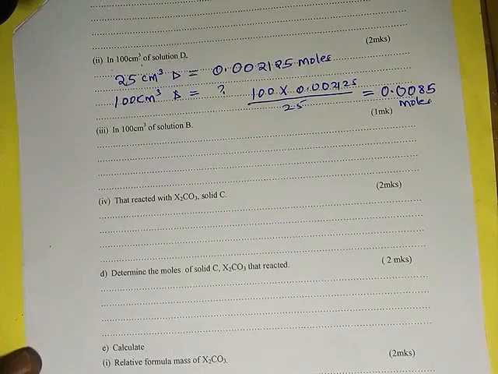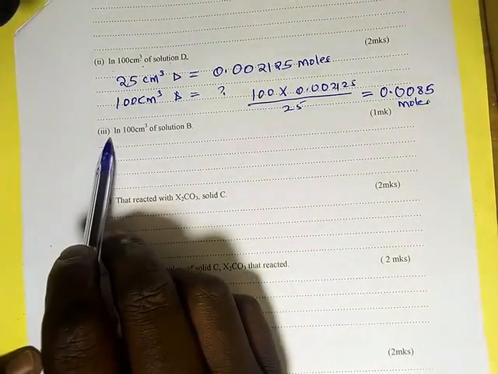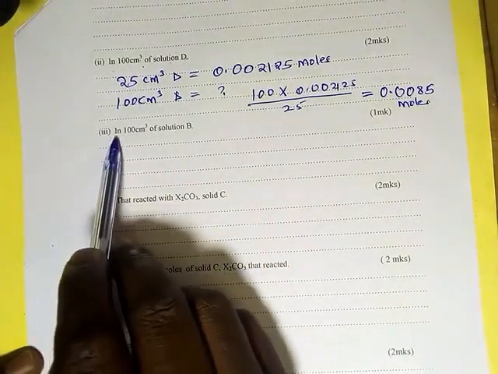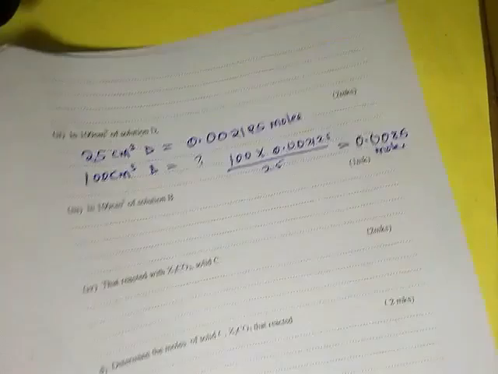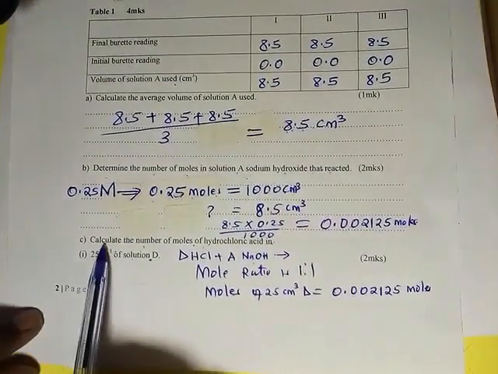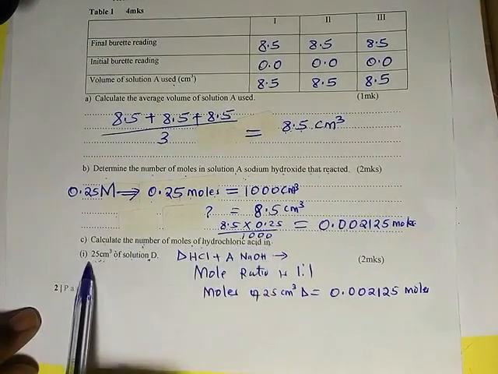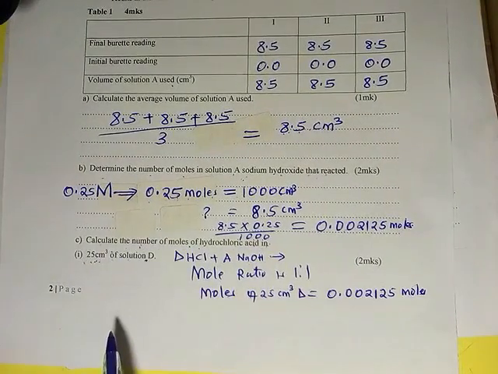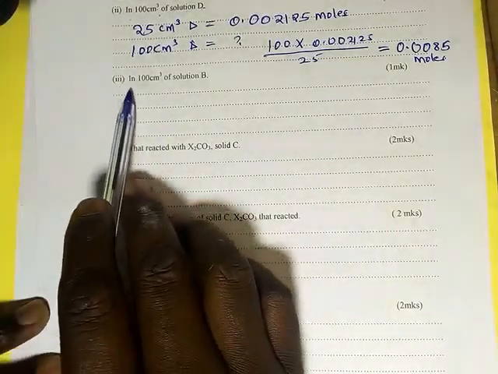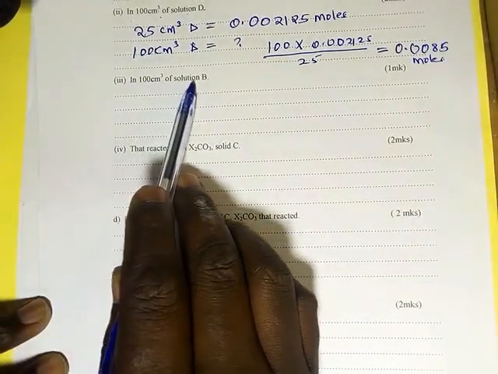0.0085 moles. Calculate the number of moles of hydrochloric acid. Remember, we are using this question. Don't think that I'm forging the question. The question is from here. Calculate the number of moles in Roman 3, in 100 centimeters cube of solution B.